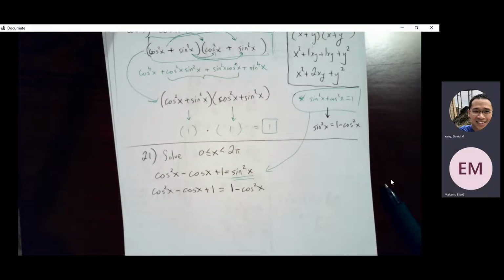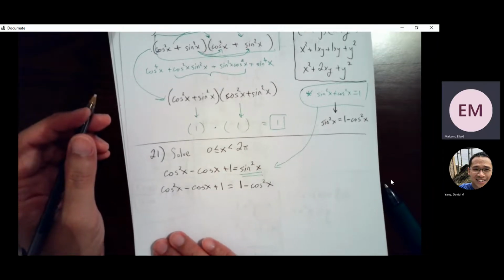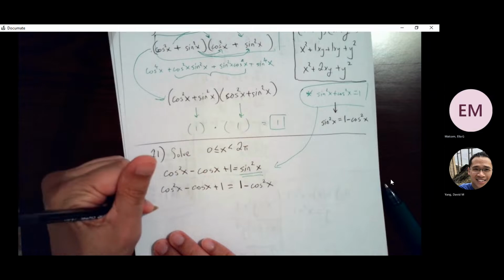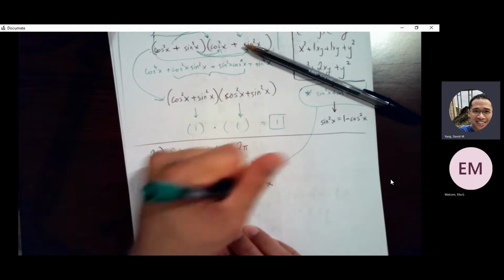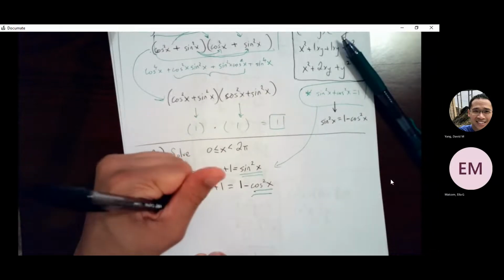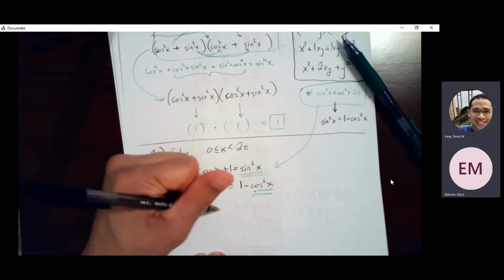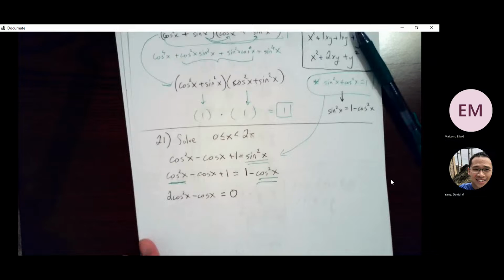And this is probably going to be a factoring problem, so let's get everything over to one side. Cosine squared x minus cosine x plus 1 plus cosine squared x minus 1 equals 0. So I'll move these two together. The ones go away. So I'm left with 2 cosine squared x minus cosine x equals 0. Factor and solve.